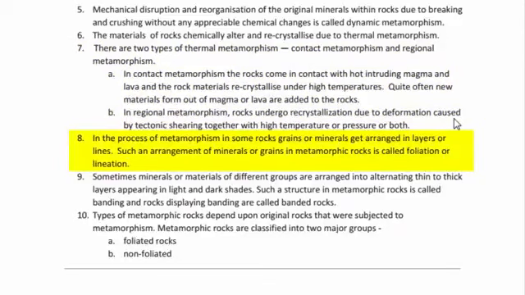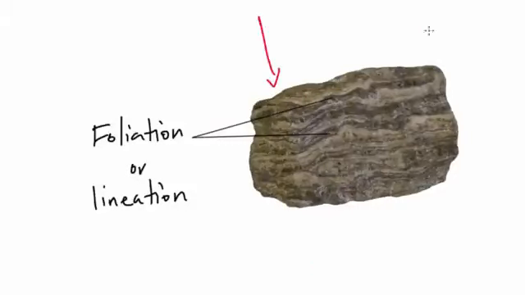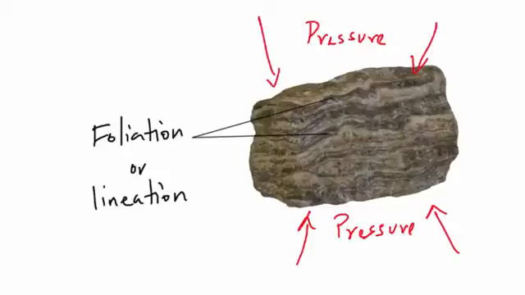In the process of metamorphism in some rocks, grains or minerals get arranged in layers or lines. Such an arrangement of minerals or grains in metamorphic rocks is called foliation or lineation. Now have a look at this picture. You see this horizontal line, a nice clear pattern sort of a thing? This is called foliation or lineation. Imagine how much pressure this rock must have gone through so that layers are visible.